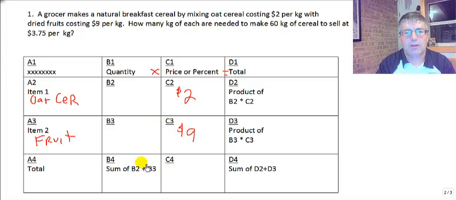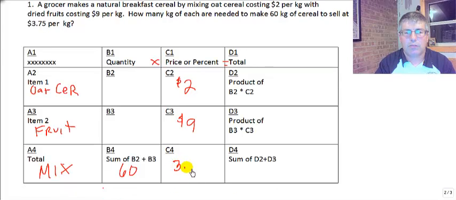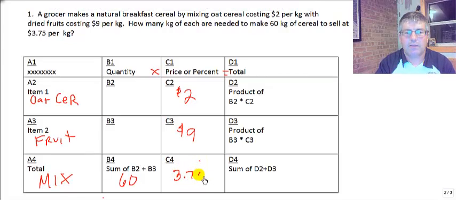So we're filling in our chart here. Now the total, or our mixture, that we're going to sell, he wants to sell 60 kilograms at $3.75 per kilogram. Well, how much oats? We don't know. And how much fruit? We don't know. But we do know this, 2 of these have to add up to 60.